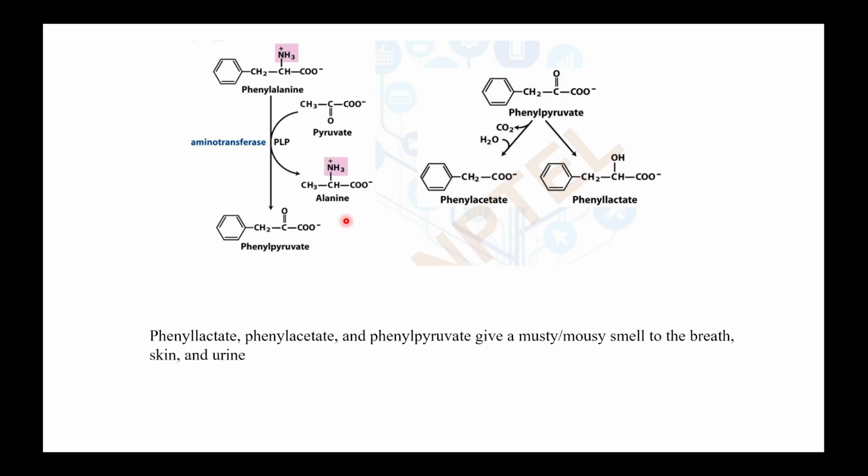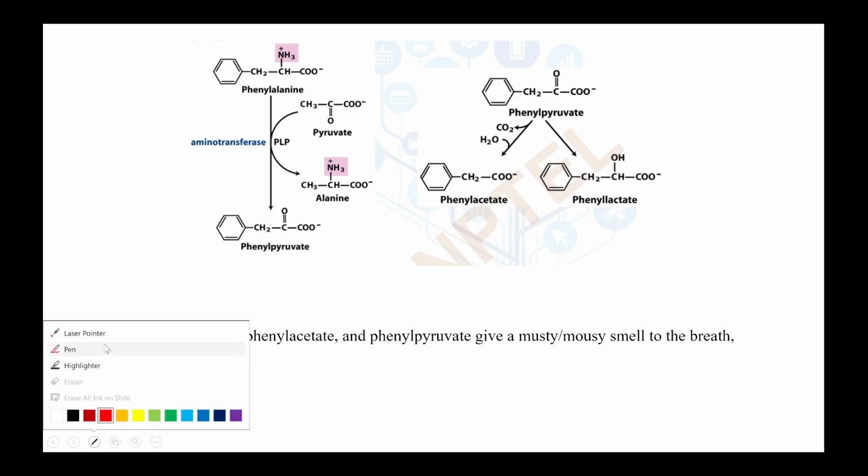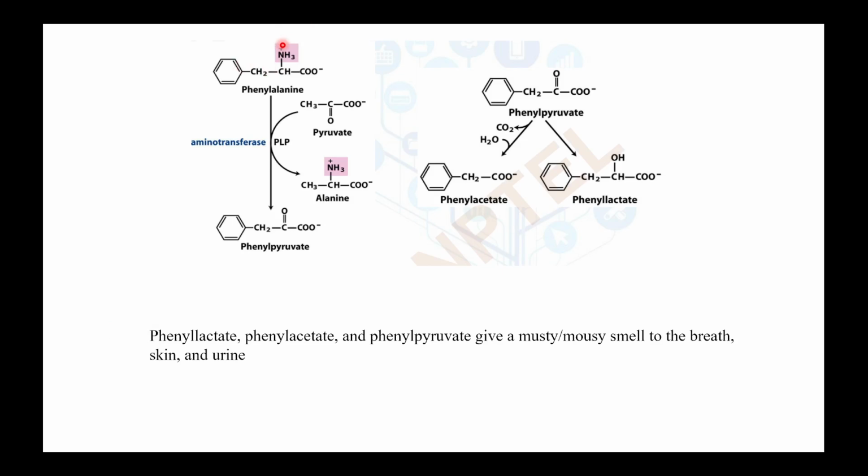If you see here, phenylalanine is an amino acid, so it has an amino group and an acid group. This phenylalanine will transfer the amino group to a keto acid, that is pyruvate in this case. Pyruvate has a keto group and an acid group, so it's a keto acid. This amino group will be transferred to pyruvate. Now, instead of this ketone functional group, if we have an amino group attached to this carbon, it will become alanine, right? So pyruvate gets converted to alanine.